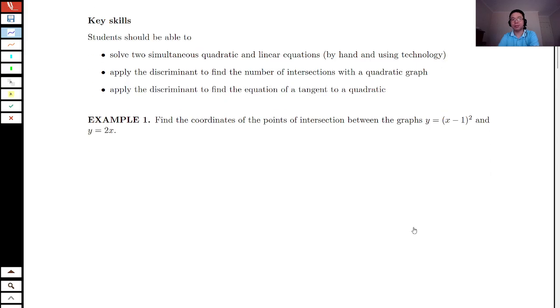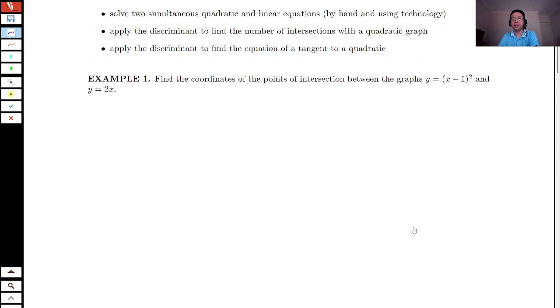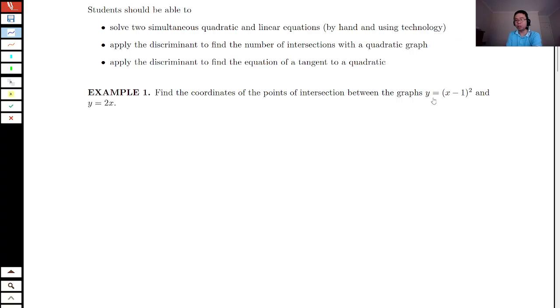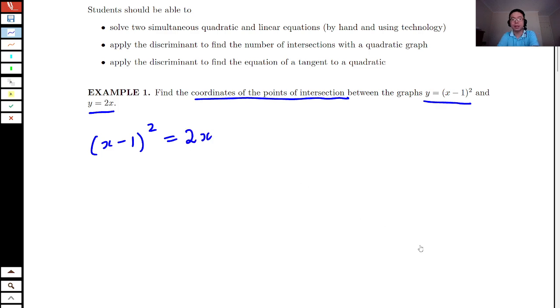In this first example, what we want to do is find the intersection between two graphs, a quadratic graph and a linear graph. The equations are already in the form y equals something, so we can just set the two equations equal to each other. So we can start by saying (x minus 1) all squared equals 2x. And this equation will define the x values where the intersections occur.